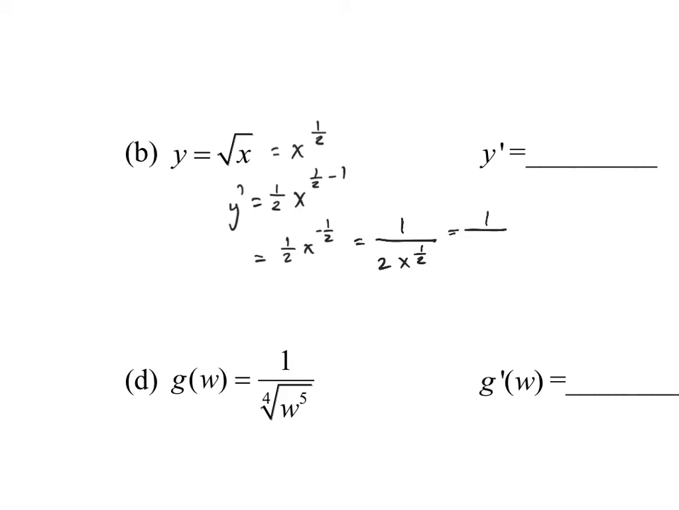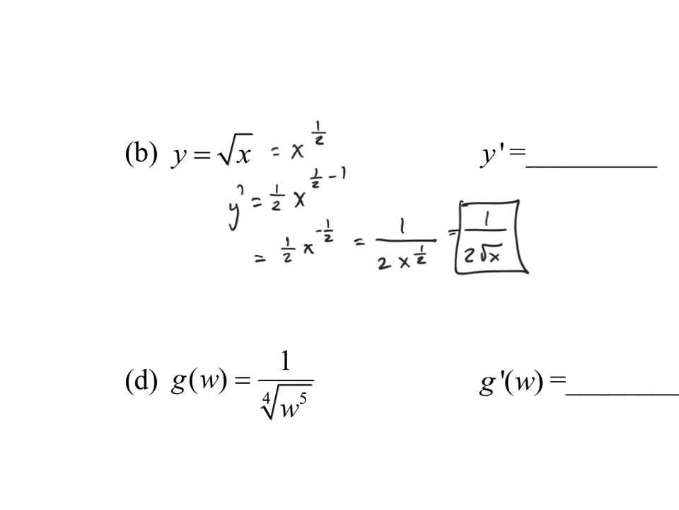I would make this 1/2 times the square root of x. That would be my final answer because the power of 1/2 is a square root. So there it is. The derivative of the square root of x is 1/2 root x.